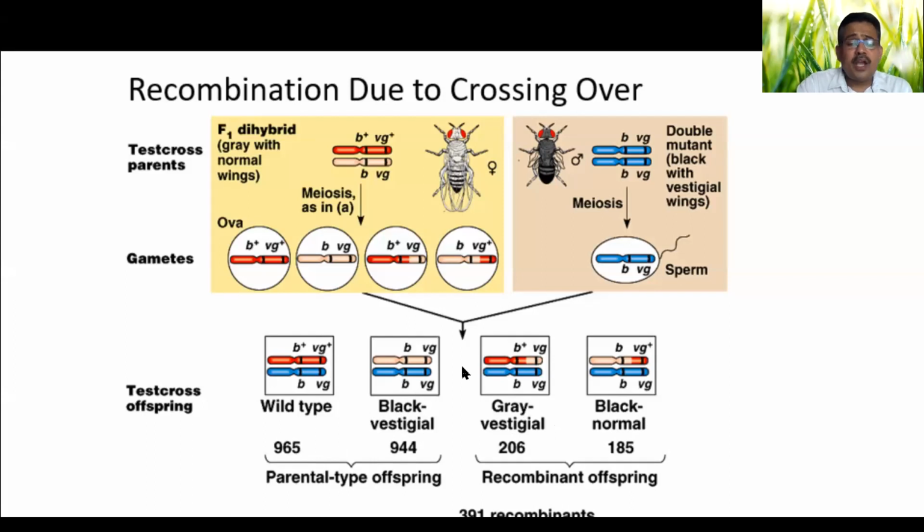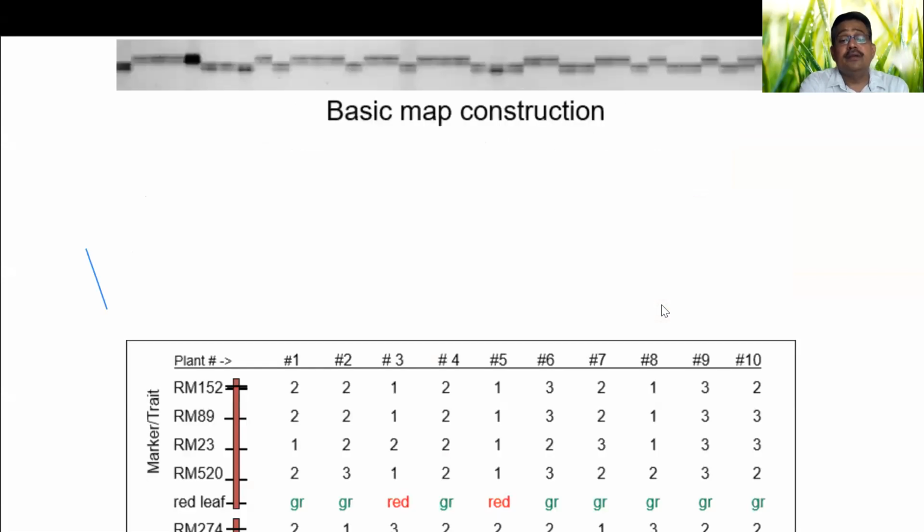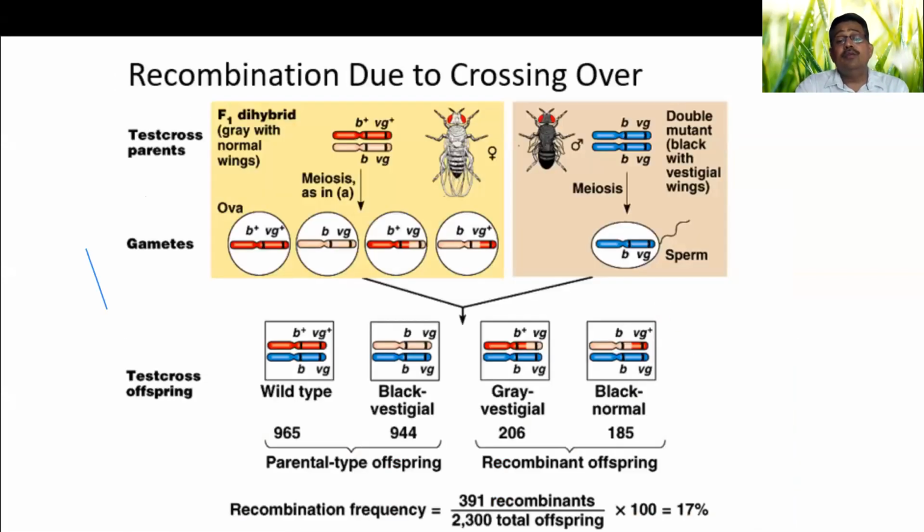So when you see the total number of progenies, there are 2,300 progenies in this test cross. Out of 2,300 progenies, 391 are recombinant types. So multiplying by 100, you will get 17%. That is, 17% recombinants occur between these two loci. Between the B locus and the BG locus, there is 17% recombination.